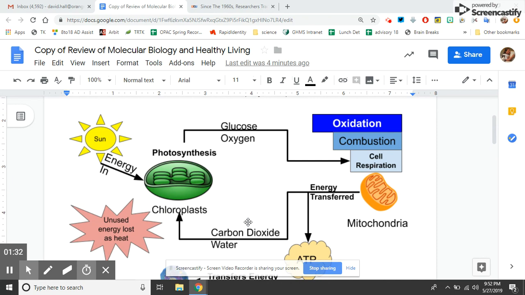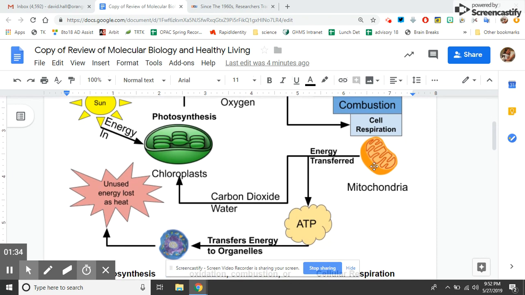Okay. And then when the mitochondria does this transfer that gives off energy, the waste products are carbon dioxide and water. And then we say carbon dioxide and water are needed by the chloroplast to undergo photosynthesis in the presence of the sun, and the cycle continues.